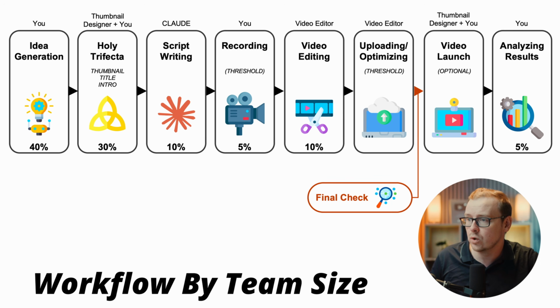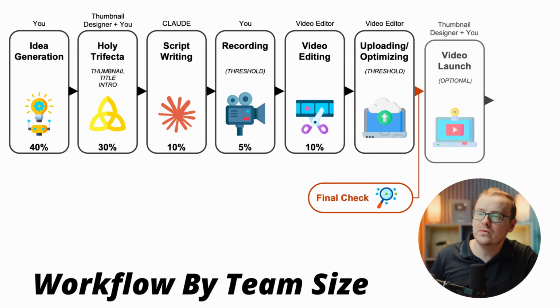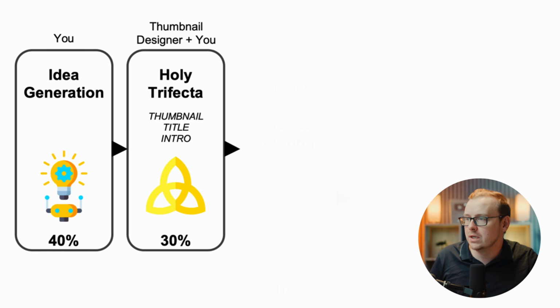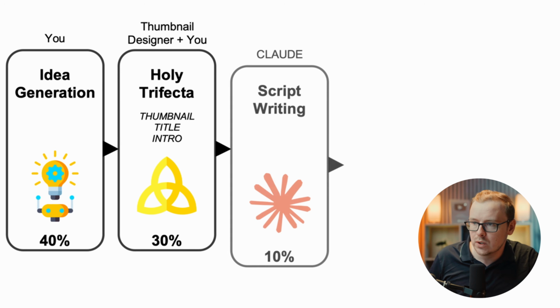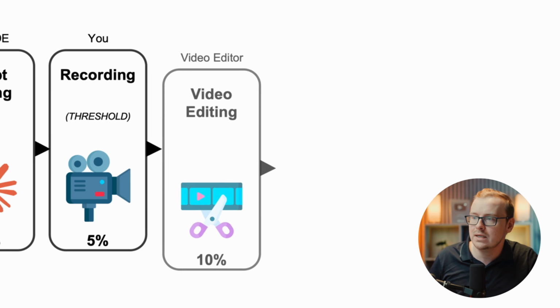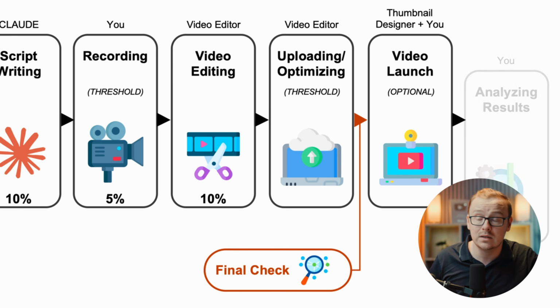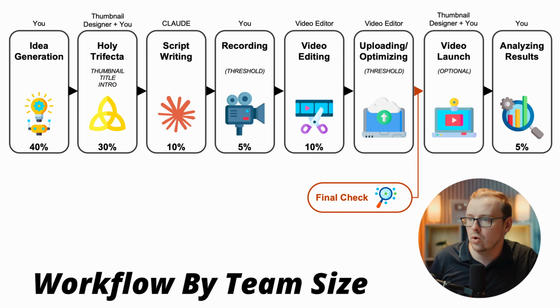So this is what the basic workflow looks like. I'll put it up on the screen. We've got idea generation. Then we've got the holy trifecta, which is basically the thumbnail, the title, and the intro. I like to do all of those together, and I typically like to do them at the beginning. You don't need to create the entire thumbnail, but at least you need to do the thumbnail idea at the beginning. Then you've got script writing, then you've got recording, then you've got editing, then you've got uploading and optimizing, then a final check, and then launch. And then you analyze the results. So that is the whole content machine.